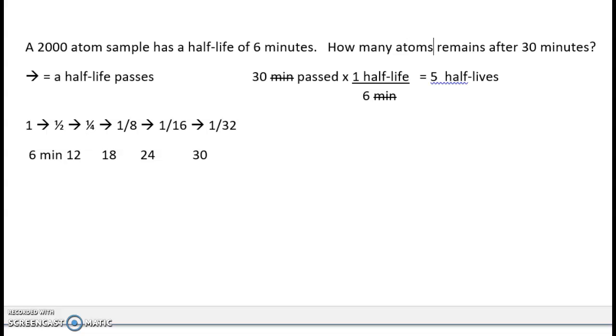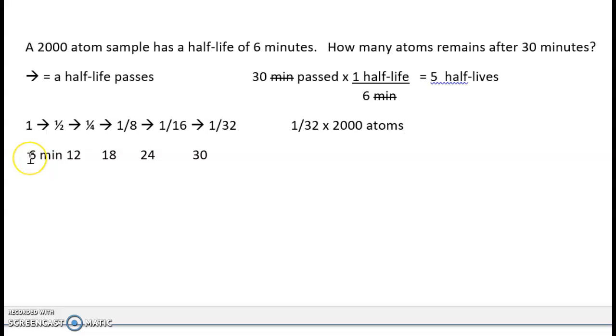After 30 minutes. There are a couple approaches to this. The first thing you would do is find the 5 half-lives. Then you can look at the fraction and say, well, 1/32 is going to remain. Then just say it's 1/32 times 2,000 atoms. That's essentially the fraction that remains. Whatever that comes out to, I think it's about 60 atoms or something like that.